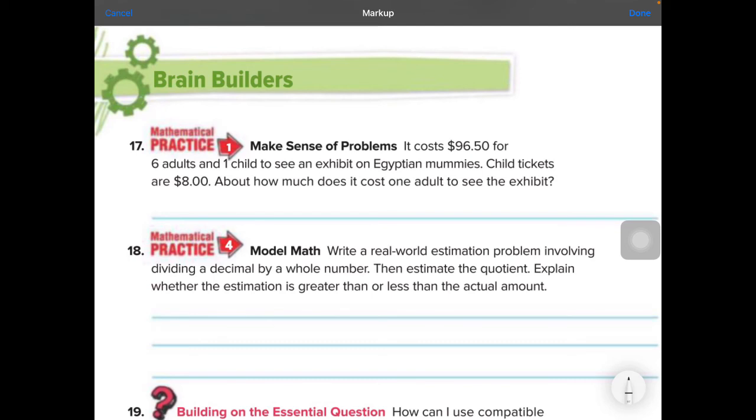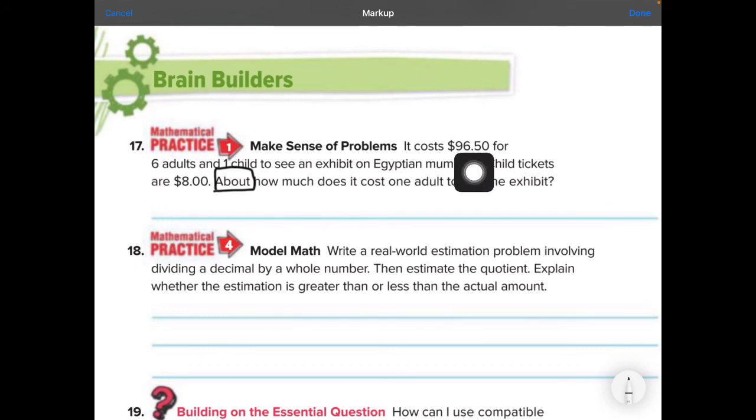Okay, number 17, Brain Builder. This one was not my favorite. They kind of worded this one funny. And let's talk about it. It costs $96.50 for 6 adults and 1 child to see an exhibit on Egyptian mummies. Child tickets are $8. About how much does it cost for 1 adult to see the exhibit?